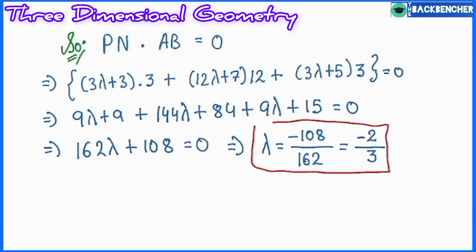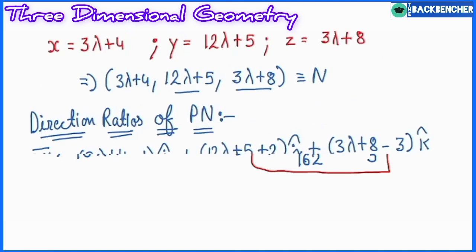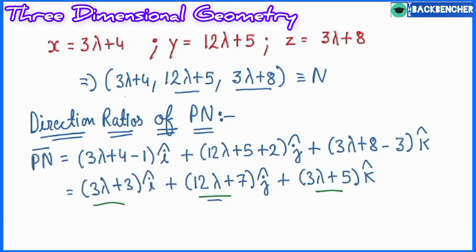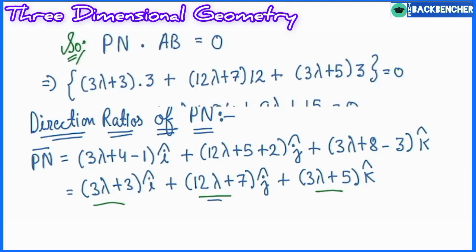So that's the first thing that we have done here. What we have done till now, first of all, we have calculated the direction ratios of both the lines, and after that we have done the dot product of both of these vectors and gotten the value of lambda. Now just put that value in our point n to get the exact coordinates, right? So our point n was what? Just see the previous part. The point n was what? That is 3 lambda plus 4 and 12 lambda plus 5 and 3 lambda plus 8. So just put these values in place of lambda.